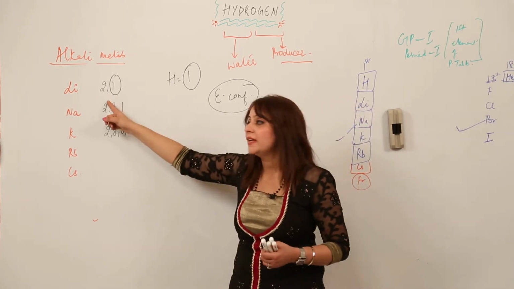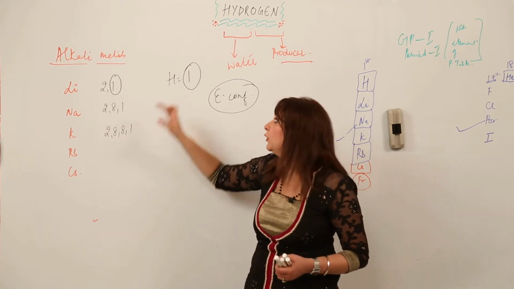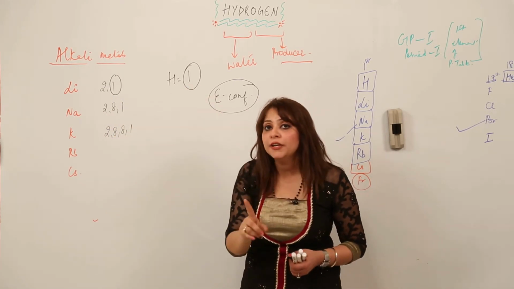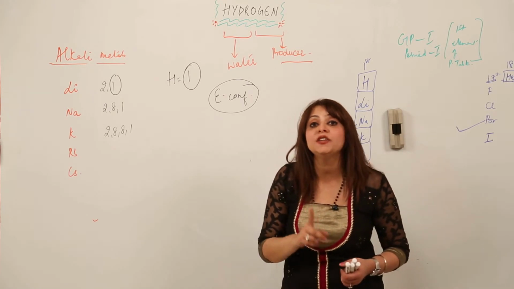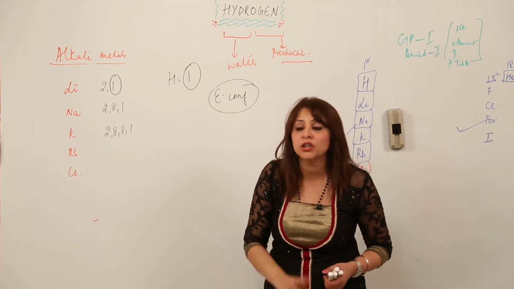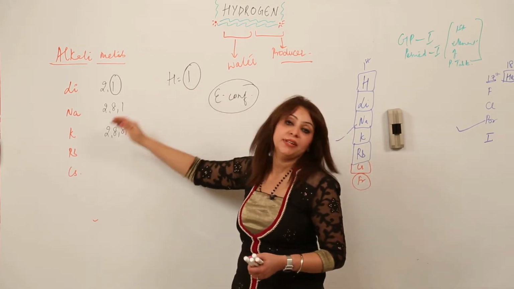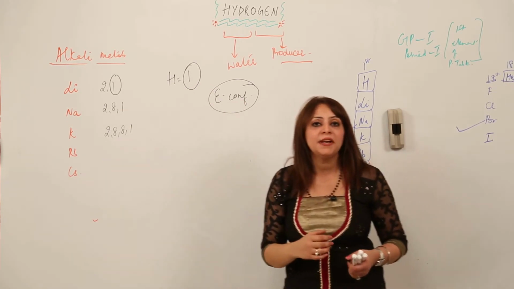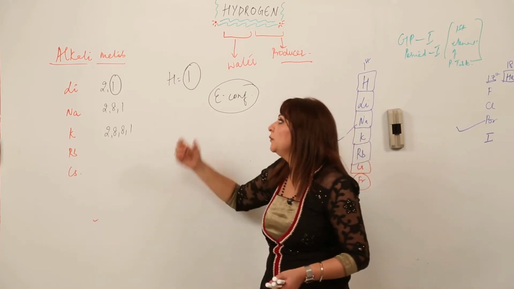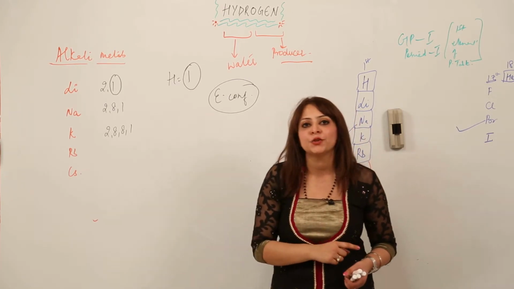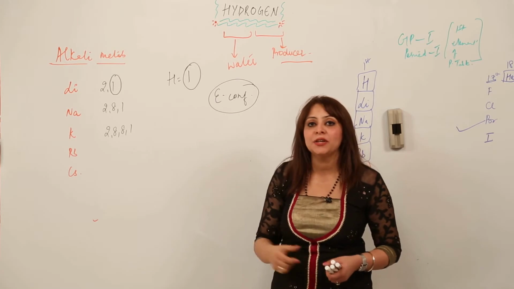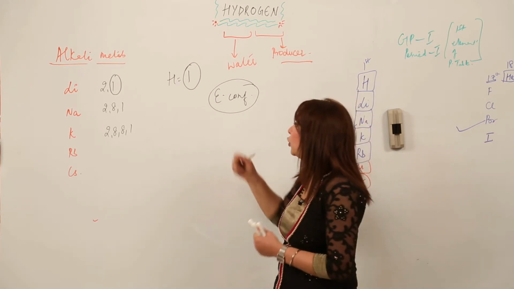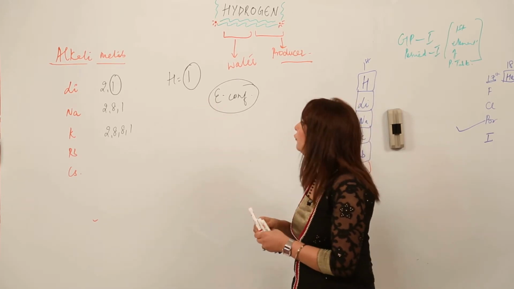Not the valence shell, because the valence shell is the last shell. In this case, the valence shell is L, then M, then N, and hydrogen only has K. So I am not talking about the valence shell, I am talking about the valence shell electron, that is the valence electron. When I compare hydrogen with the alkali metal group, the alkali metals have one valence electron, and similarly hydrogen has one valence electron. So they resemble alkali metals when we talk about electronic configuration.